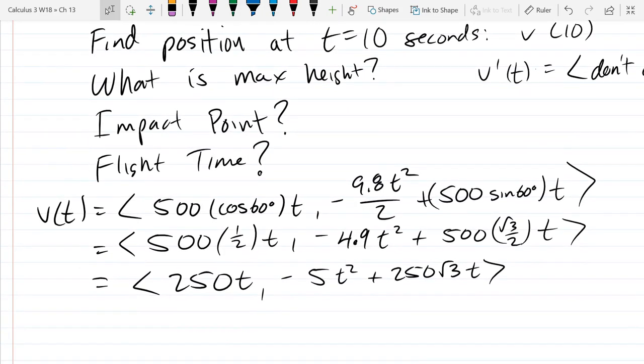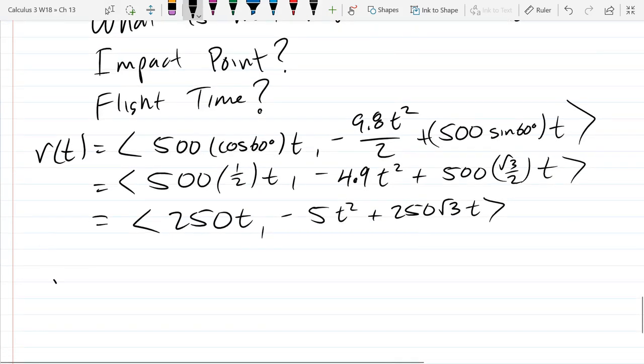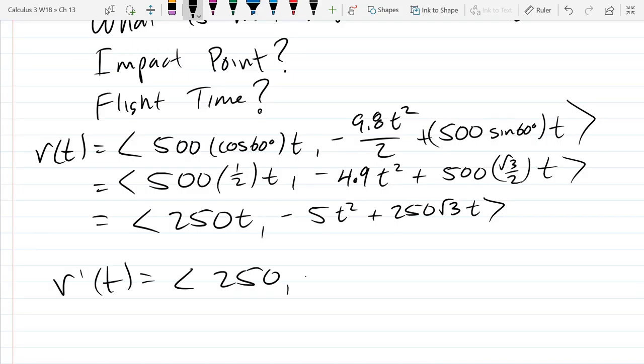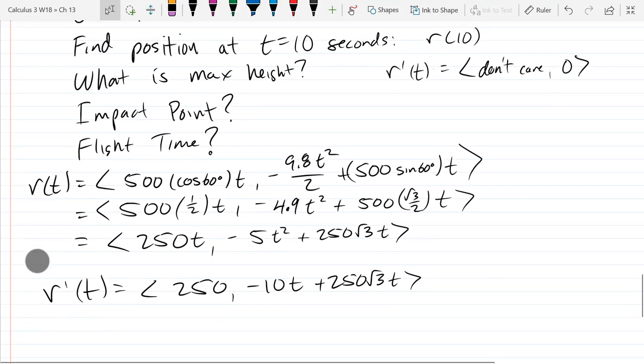Oh, no. This is not the velocity. Nobody said anything. That should be R of t. R of t and R of t. All right, so R prime: 250, comma, negative 10t, comma, nope, no more commas. 250 square root 3, then negative 10t. R is just slightly more spooky. Yeah, it is a problem. They look similar. So that's our r prime.